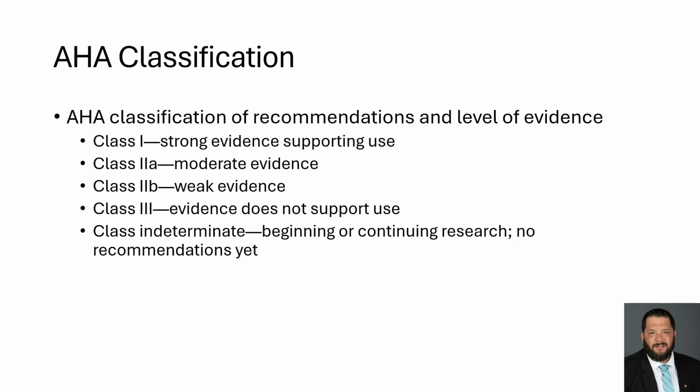For example, the American Heart Association classification recommends medications based on level of evidence. If there is a Class I recommendation for the use of a medication, it means that it has strong evidence for supporting use. Class II is further broken down into 2A and 2B, with 2A having a moderate evidence of support for use and 2B having a weak evidence. Class III medications are evidence that does not support the use for medication given a specific circumstance, and class indeterminate means that it's beginning its research process or continuing research with no recommendations available at this time.